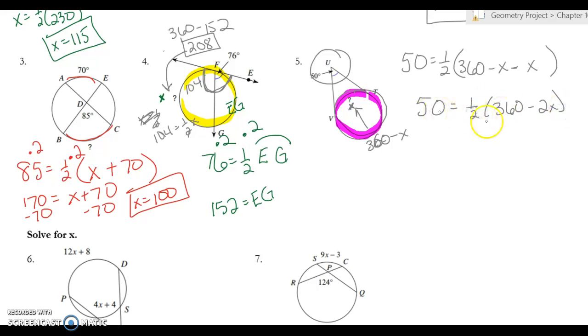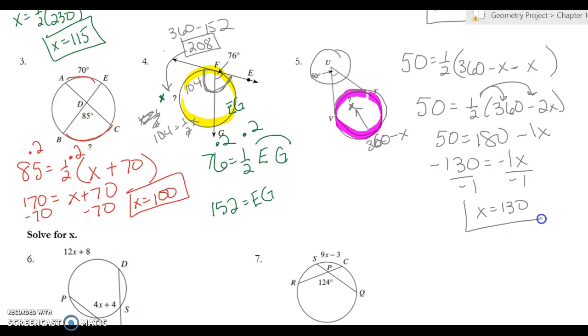Now I can get rid of the divide by 2, or I can distribute. Either way it works. It's kind of up to you. Distributing works for this one because I can take half of 360, which is 180, and I can take half of 2, which is 1. So that one's not that bad. If I minus 180 on both sides, I get negative 130 equals negative 1x. And then I divide by negative 1, so x is 130. And so there's that answer. So it was tricky, but remember, just set it up.